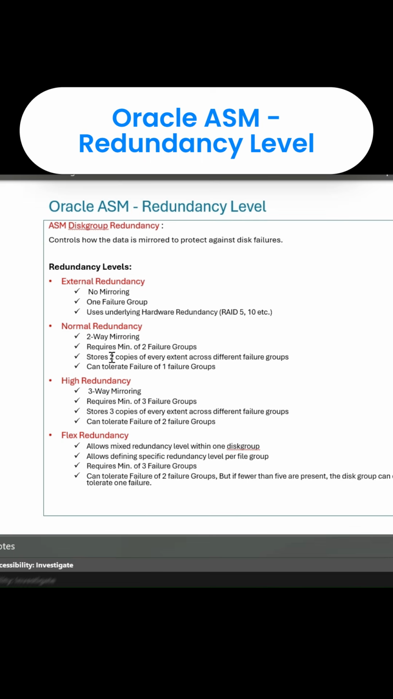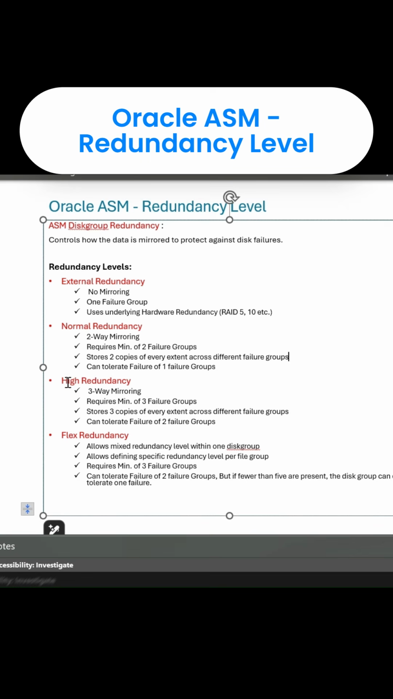So it stores two copies of every extent across different failure groups. The redundancy is at the extent level, not at the disk or disk group level. So it can tolerate the failure of one failure group. If one failure group fails, then your data is protected. If more than one failure group fails, then your data may be corrupted.